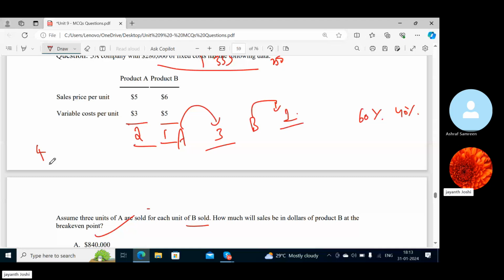Yes. So 2 into 0.75 plus 1 into 0.25. Can you tell me what's the answer?